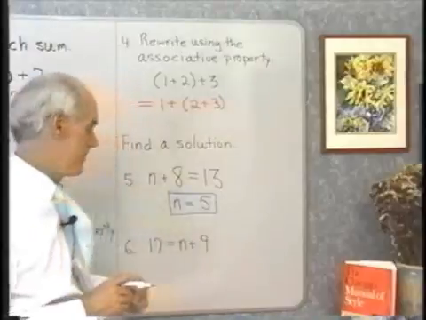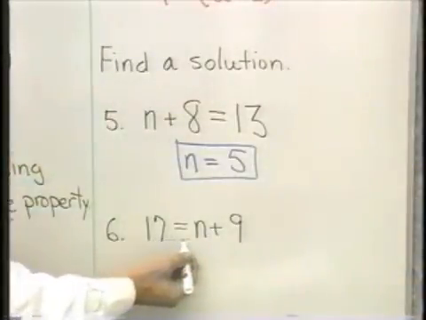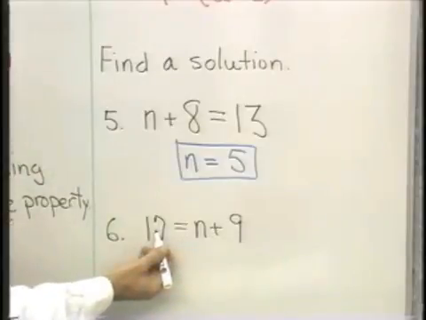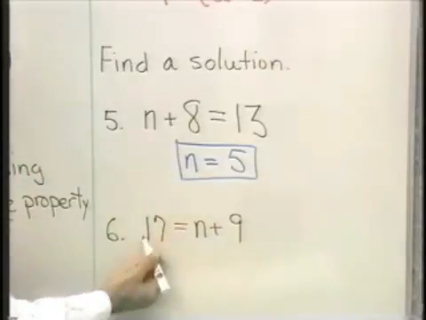Here's our next one. 17 is equal to n plus 9. So what number do I add to 9 to end up with 17? See, in a way, it's just a puzzle.